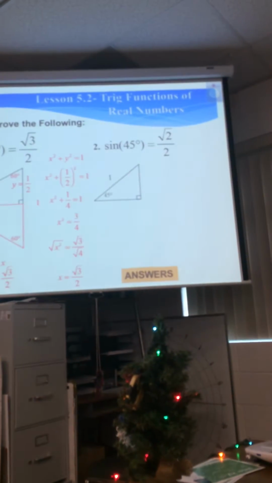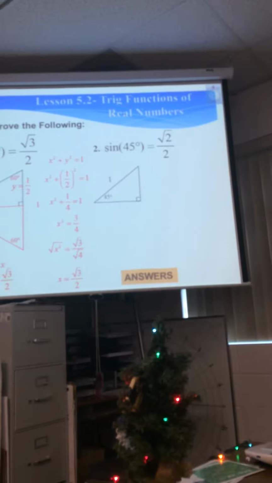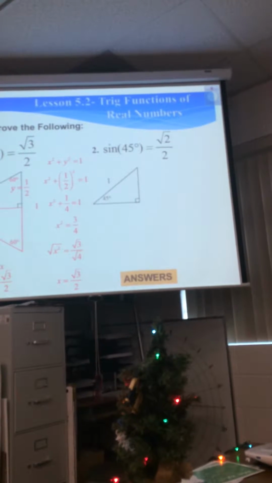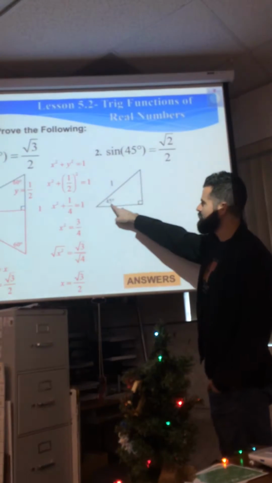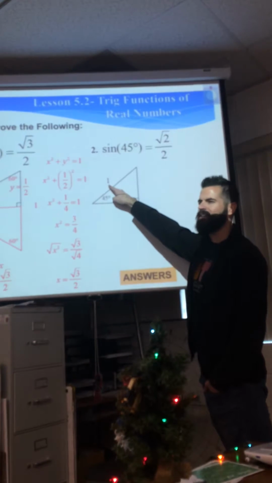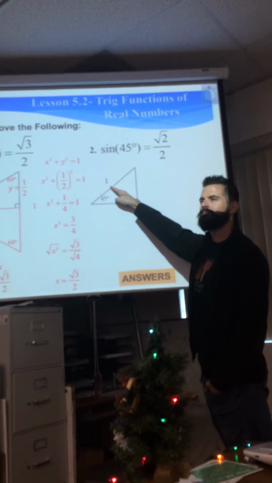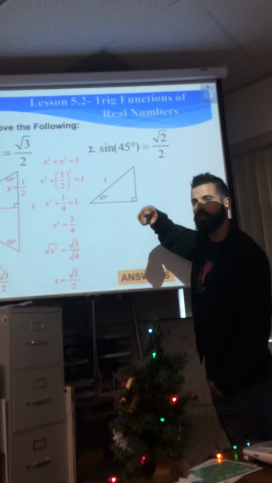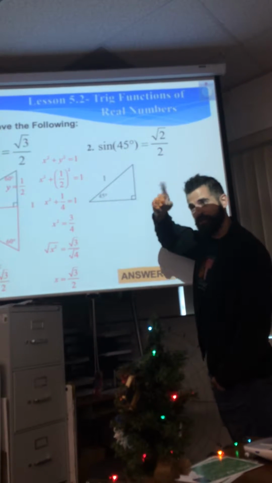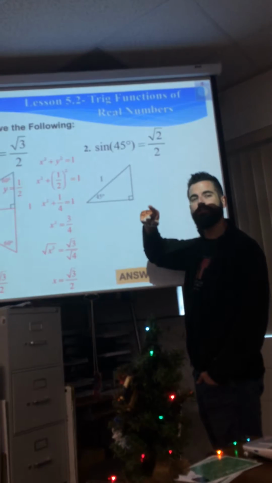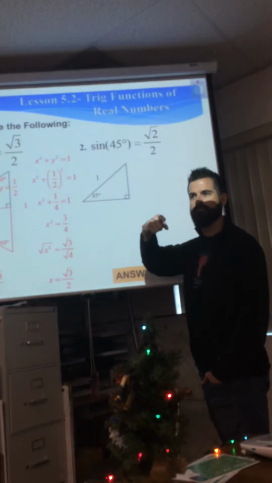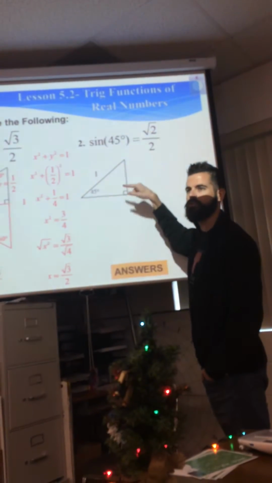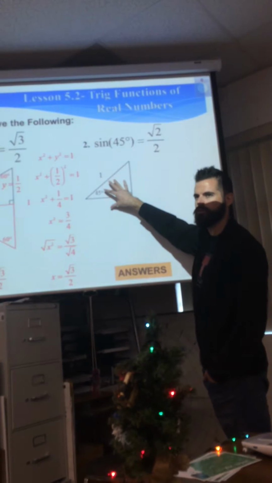Okay, sine of 45 degrees equals radical 2 over 2. How do we get that? Well, we have a triangle here, and we know that this is 45 degrees. Why is this 1? Radius of a circle. Of what type of circle? A perfect circle. Good. What type of perfect circle? The unit circle, right? So this is referencing the unit circle. So this is like a little snapshot of the unit circle.